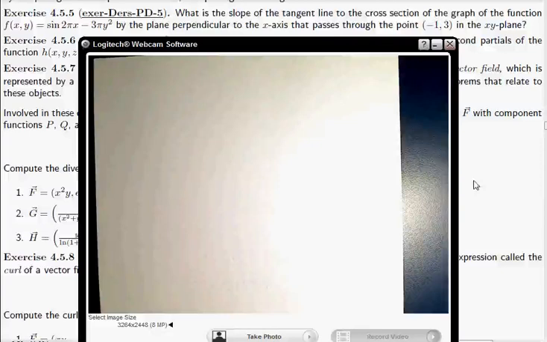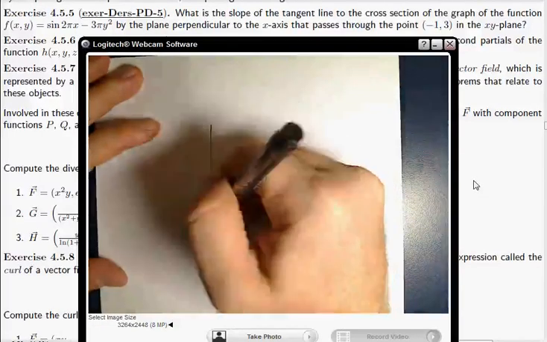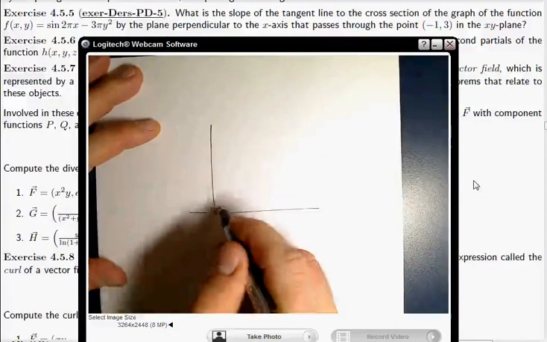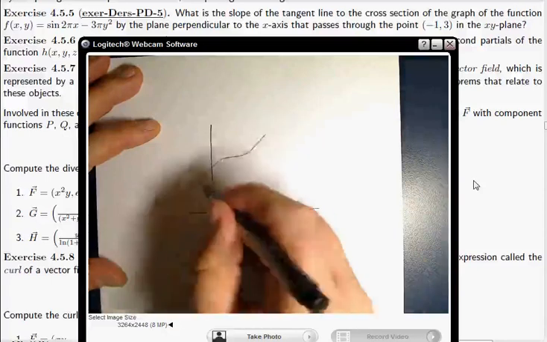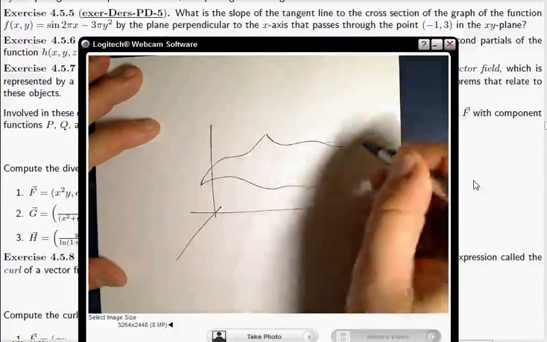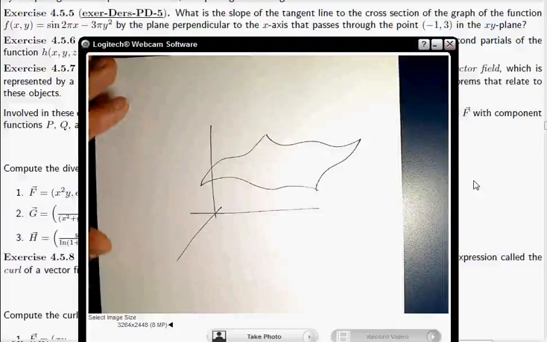Okay, so this problem, PD5, is all about the geometric interpretation of what the problem is asking. There are a lot of words in the description. We've got some function of x and y. Let's draw that first. We're going to draw a graph because the problem makes reference to a graph. We've got some surface there, and we're looking at some point, negative 1, 3.